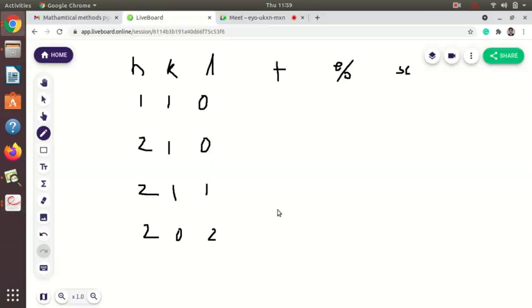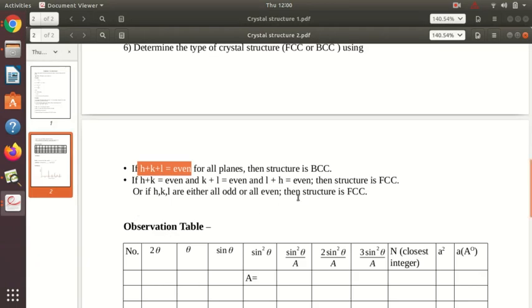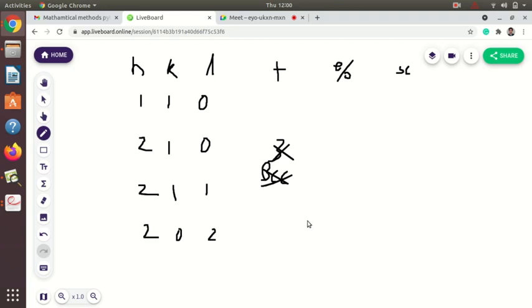So check the addition first. Is it even for all of them? No. 2 plus 1 gives 3, it is an odd number. So this structure is not BCC for sure. Now what do we check for FCC? Either all should be odd, or all should be even. So check whether all are odd, or all are even. No sir. So these are not all odd or all even. There is mixing of planes.